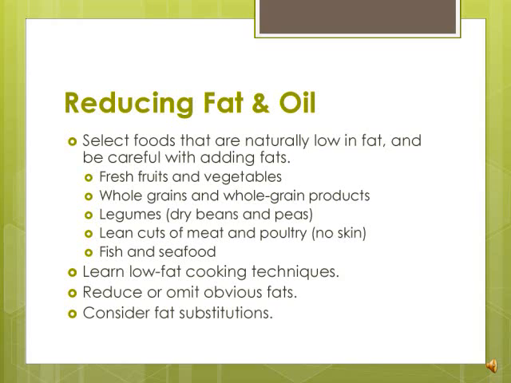To reduce fat and oil, start with foods that are naturally low in fat. An example of this would be fruits, vegetables, dry beans, lean cuts of meat and poultry, and again fish and seafood. Then use them in low-fat cooking methods like boiling, baking, broiling, or grilling them to reduce the amount of fat and oil in them.